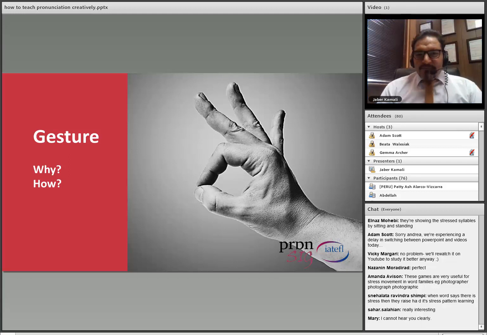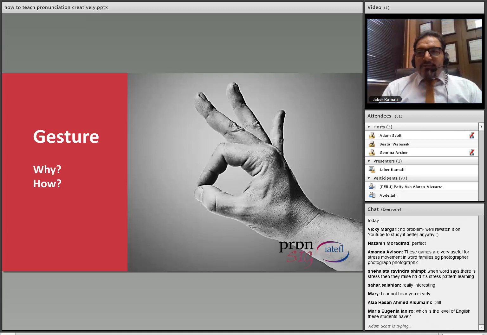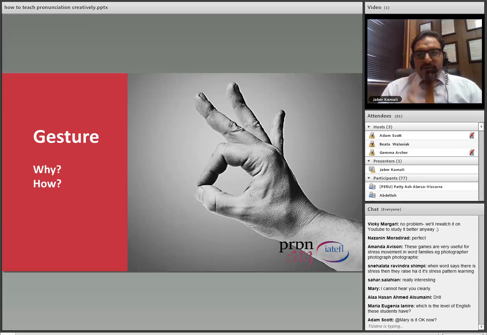So, yes, Amanda, I do agree with that. For both families it can be really helpful, especially when the stress changes. Yeah, you're right. Good. So the thing is that this time, instead of sitting down and standing up, they can just raise their hands. They can sit in their own places and raise their hand like this or like this. And this is the way we can make it a bit more engaging for the learners.